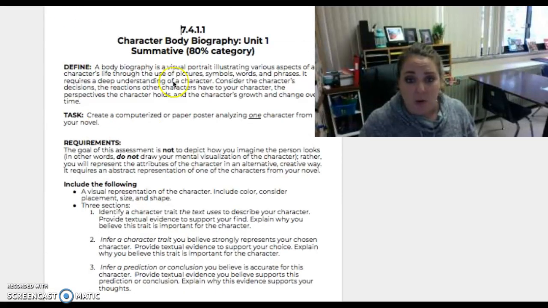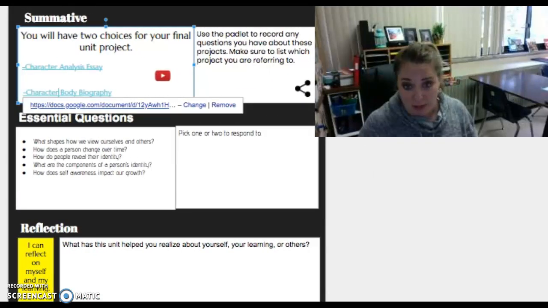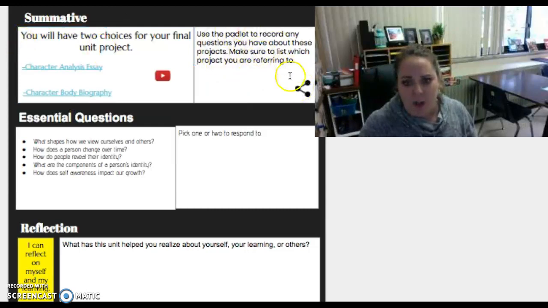So you're going to have all those directions there. So you can go through this and start thinking about it now, but I haven't given you guys any instruction other than that. All right, there's a spot here for you to record any questions you have about these summative assessments. Down here is another reflection spot, a place for you to think about the essential questions we've been talking about, and the directions say to pick 1 or 2 to respond to.